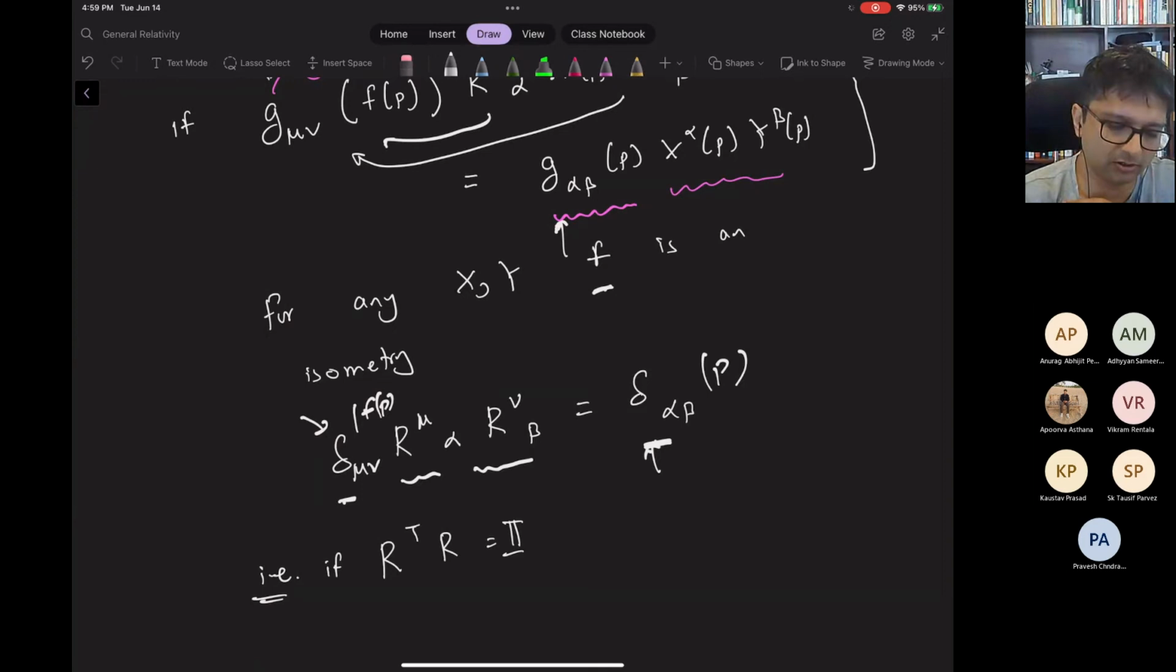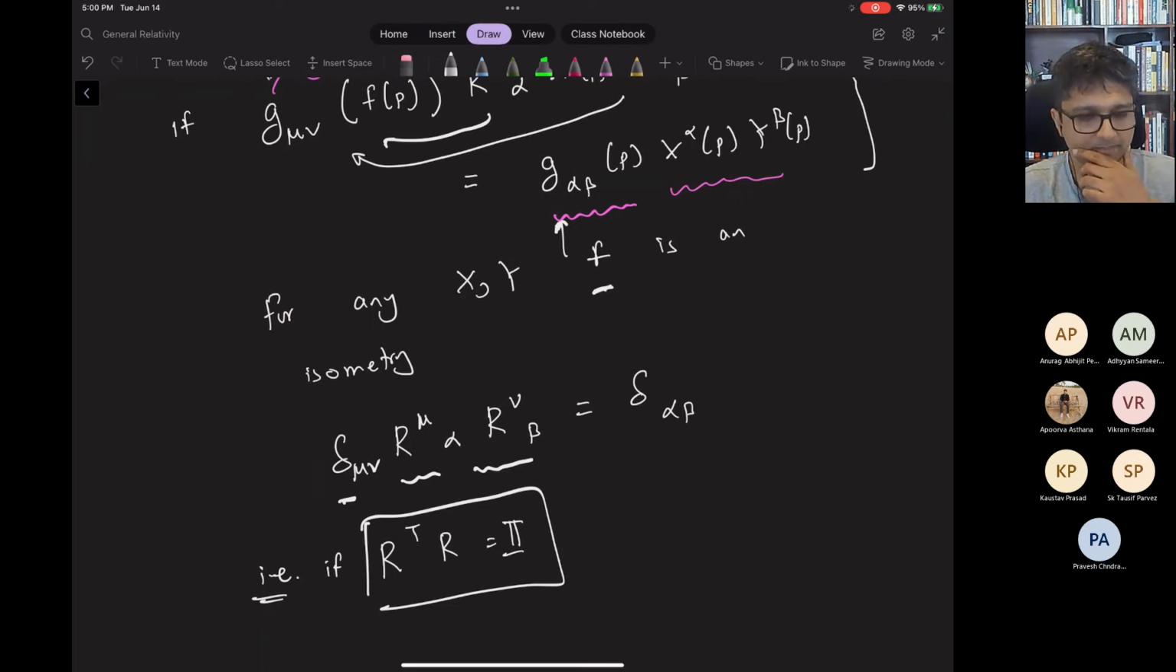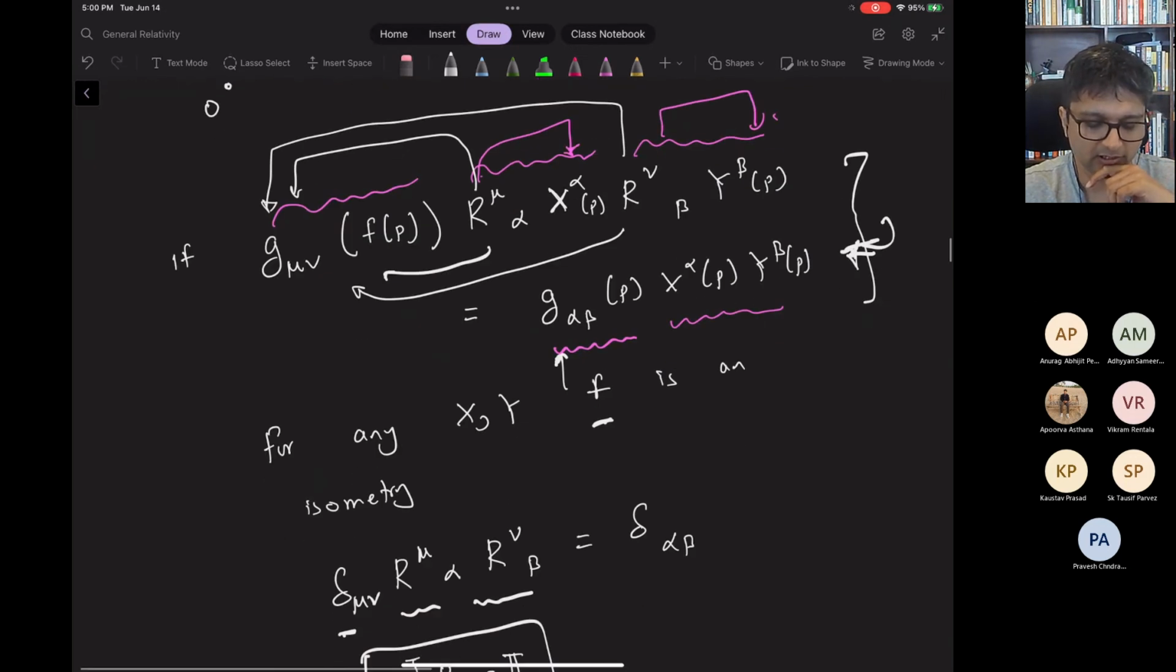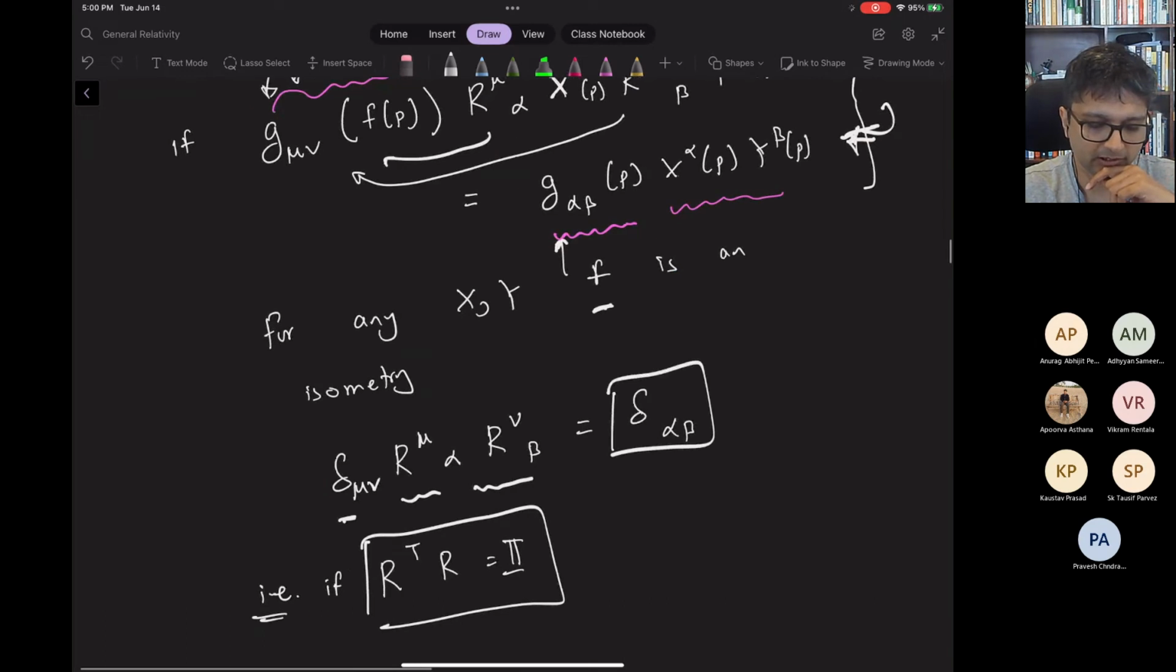So we have this kind of equation: delta_{mu nu} R^mu_alpha R^nu_beta is equal to delta_{alpha beta}. Or in other words, if I write this as a matrix, R transpose R is the identity matrix. So for this special class of transformations where R is a rotation, you would indeed find that you have an isometry for your Euclidean metric.